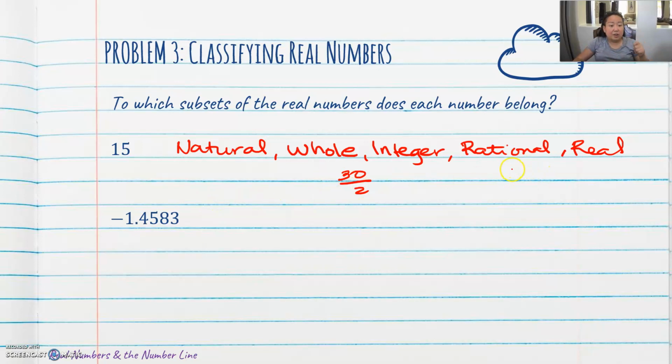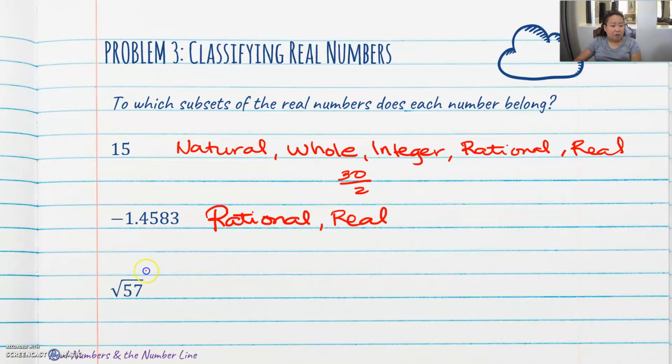Okay? Is this a rational number? Yes. Okay? Negative 1.4583 belongs only to the subset rational. Again, just because it has a negative sign in front doesn't mean it is an integer. Okay? So that's the importance of you being able to distinguish the different subsets. So this number is only rational, and definitely real, of course.